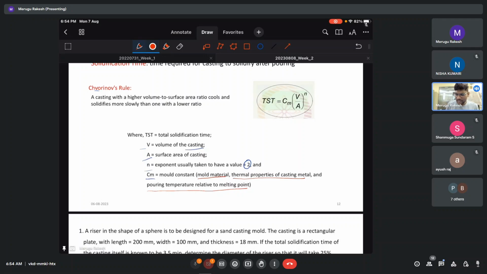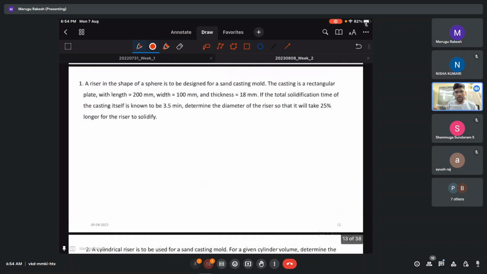That being said, let us quickly solve a problem. You will be asked problems on the filling time that we have done, the solidification time, as well as the riser design and the gating design. These are the numerical topics you need to keep in mind while attending the exam. So let us quickly solve this problem. I'll give 1 to 2 minutes. Right now it is 6:54. I will start solving at 6:56. Try yourself, then I'll solve it.